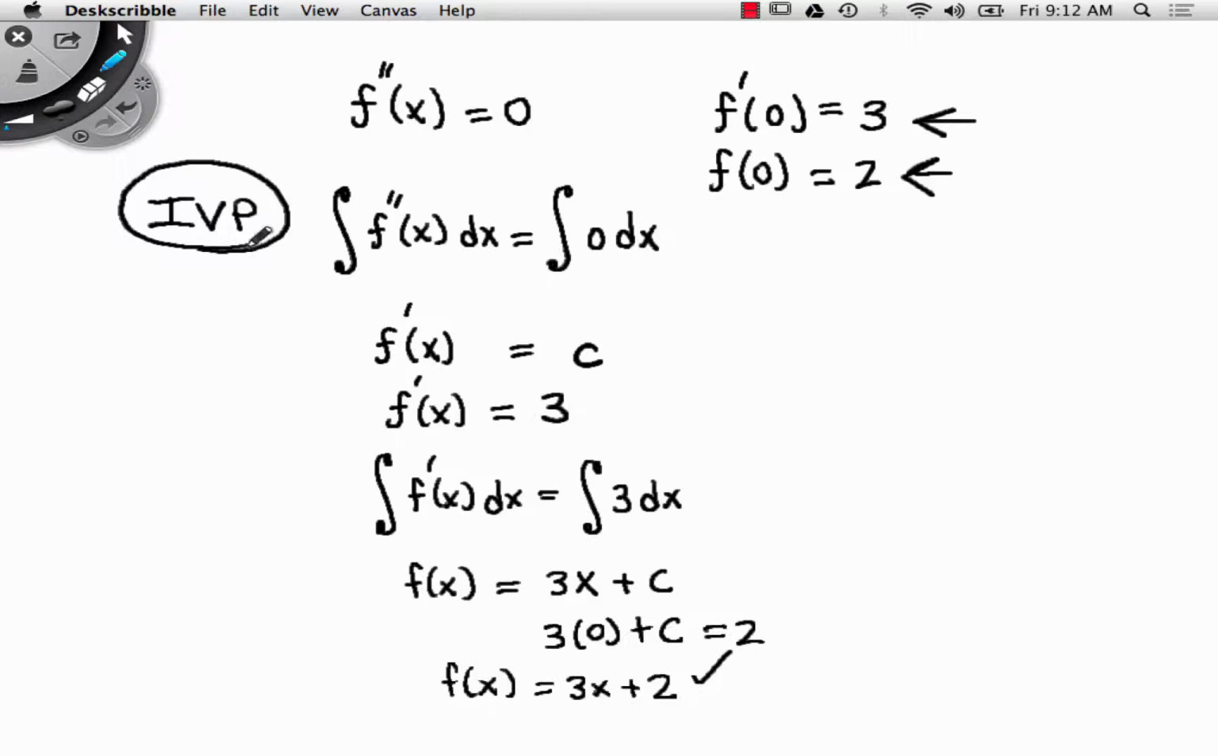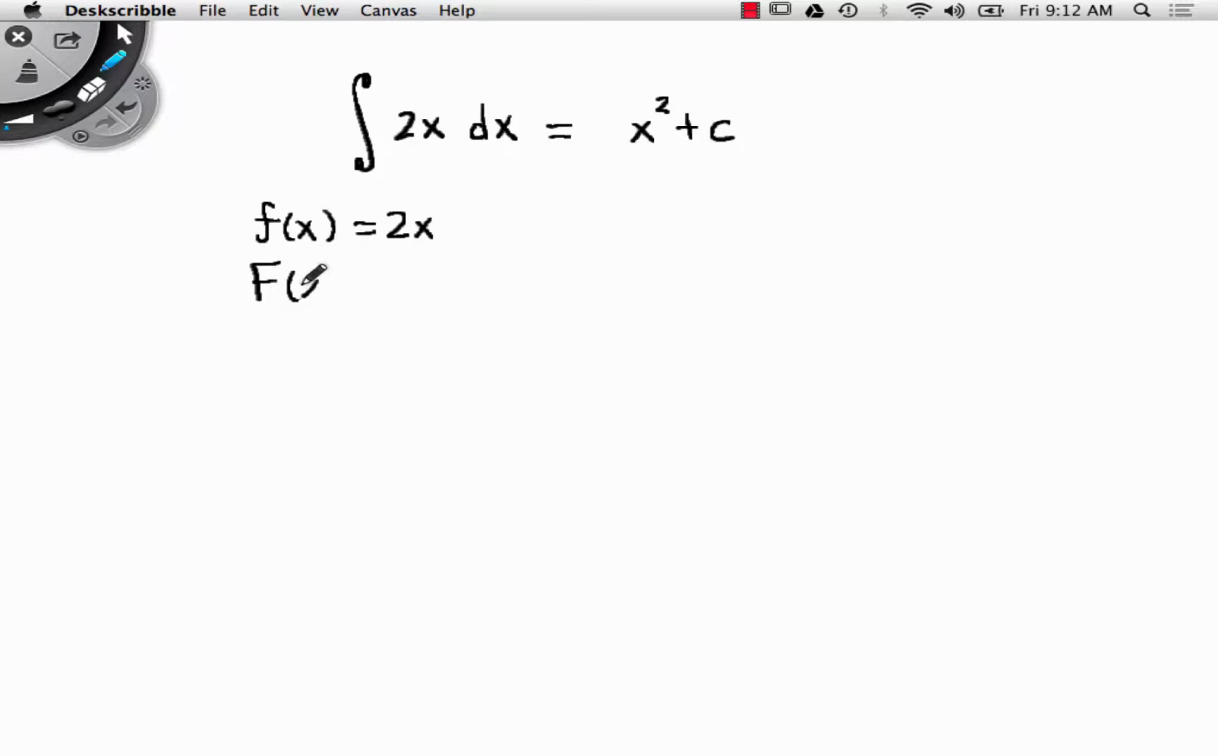When you integrate, for example, if you take the integral of 2x dx and you get x squared plus c, this right here is the antiderivative. So little f of x was 2x, and capital F of x, the antiderivative, was x squared plus c.